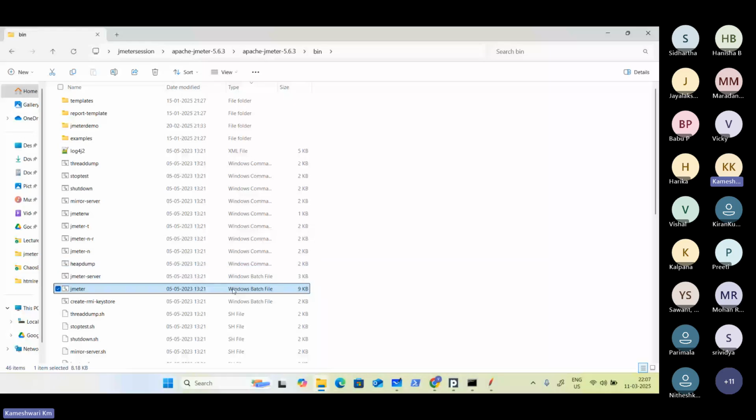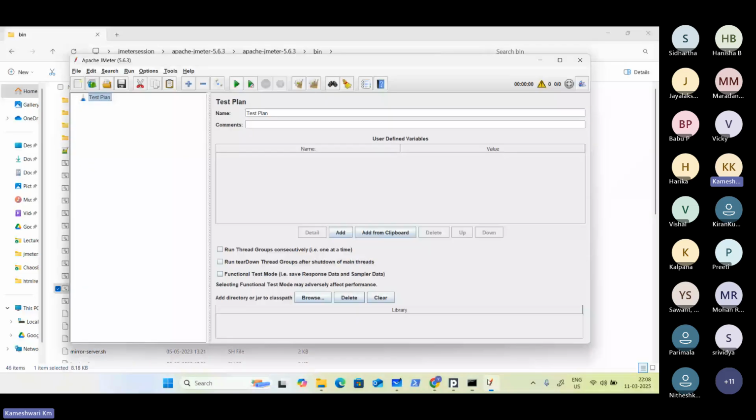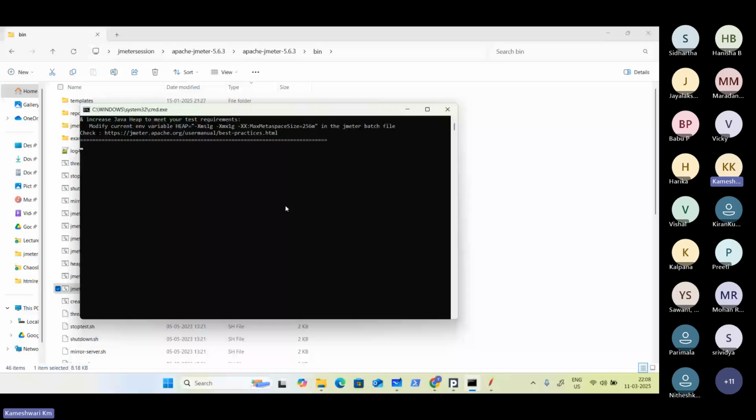So with JMeter, this command prompt will also open and JMeter will also open. Both will be there if you run the batch file. If you run the jar file, this command prompt will not be there. Basically, it will not log anything for you from JMeter here. Because if any errors or something happens, it will get logged here. It will be easy for you to debug. Okay. So that's why we run the batch file.